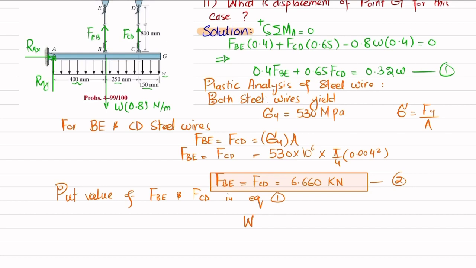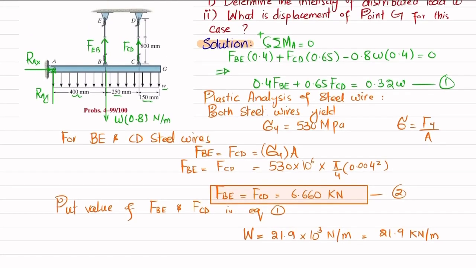I am not going to put it because this is a very easy step. So you will get 21.9 into 10 raised to power 3 Newton per meter. Or you can also convert it, it is equal to 29.1 kilonewton per meter. Now you have this value. So what we are going to do is that we will find the displacement of this point B. Clear?